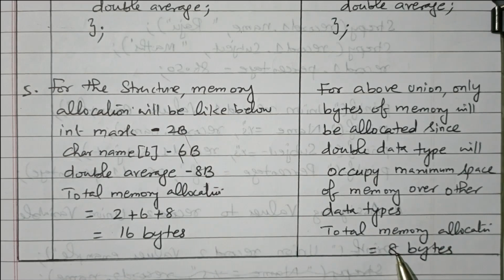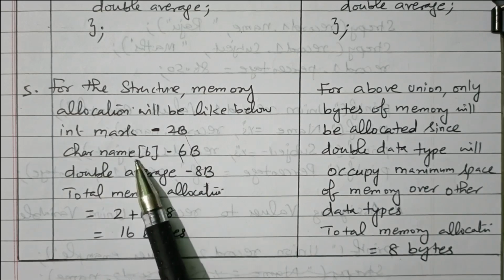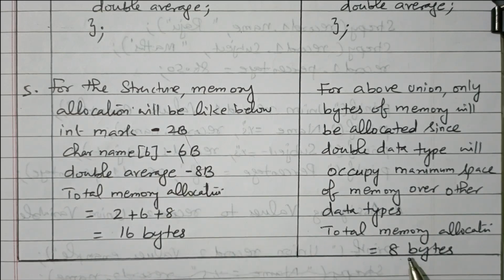Integer data will be stored in 2 bytes itself. If you want to store the name, only 6 bytes are needed. So out of 8 bytes, we can store the name in 6 bytes. The remaining 2 bytes will be free. If you want to store the double, we can use all 8 bytes. But only one data will be available: either name or mark or the double average. All 3 data will not be available. Whichever we stored last, only that can be accessed.